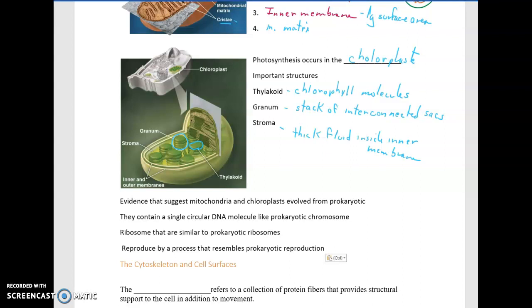And that's all for this section. The next section will be the cytoskeleton and cell surfaces.